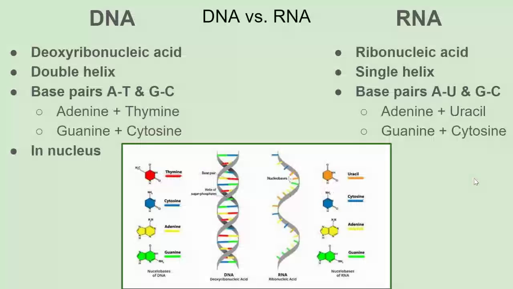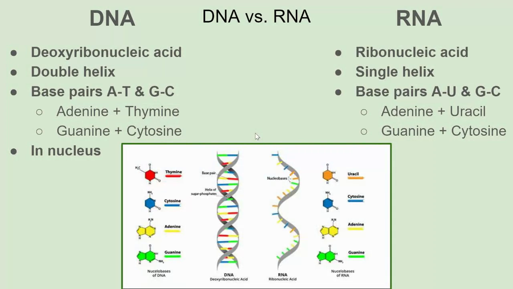So here's your review. DNA and RNA are two different things. DNA stands for deoxyribonucleic acid, and RNA stands for ribonucleic acid. DNA is in a double helix shape, which you can see right here. RNA is in a single helix shape, which you can see here. In DNA, you have the base pairs A with T, or adenine with thymine, and G with C, guanine with cytosine. In RNA, you have different bases. We don't have thymine in RNA. Instead, we have uracil. So adenine and uracil go together. Guanine and cytosine kind of go together too.